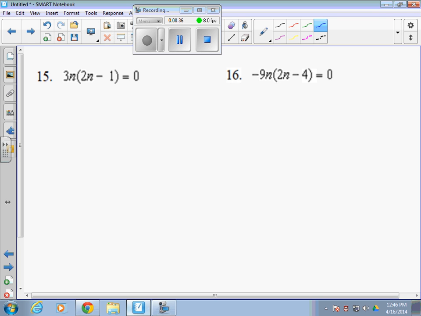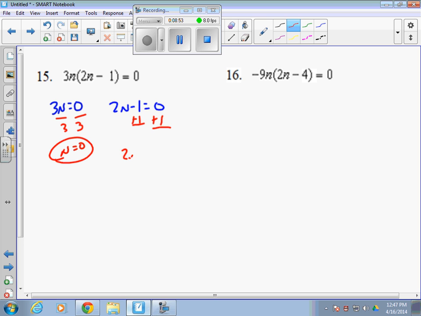The same thing for both 15 and 16. Either 3 times n equals 0 or 2n minus 1 equals 0. So get rid of 3 times something by dividing. 0 divided by anything is 0. Undo minus 1 by adding it. 2n equals 1. Undo 2 times something by dividing it. n equals 1/2. So 0 or 1/2.